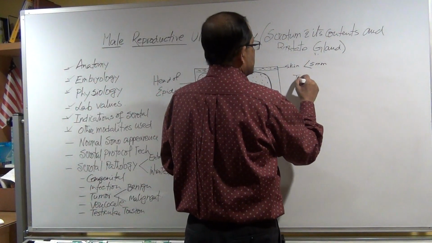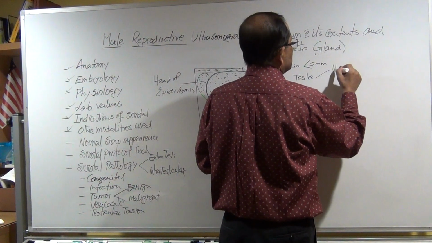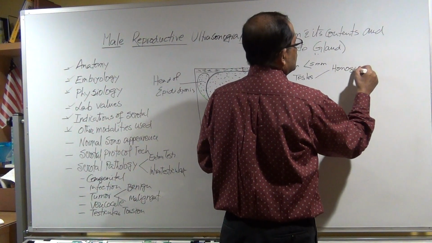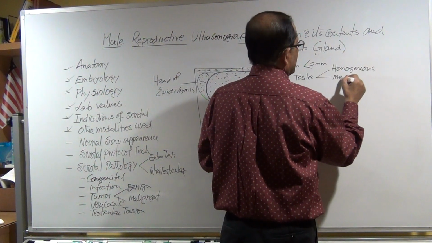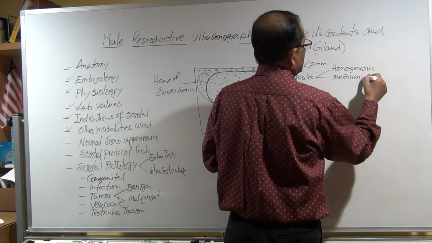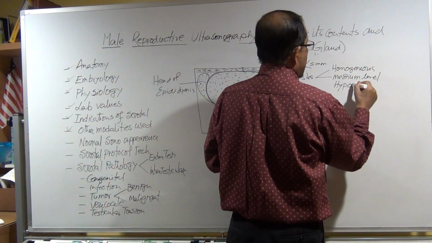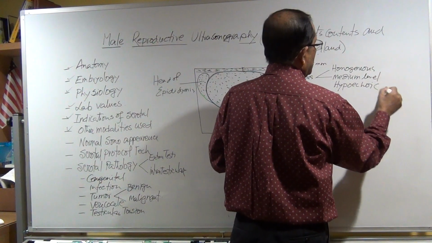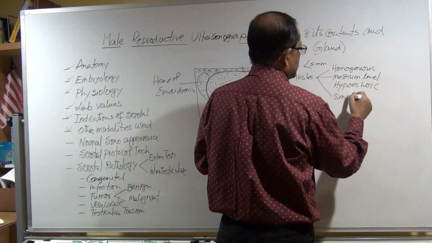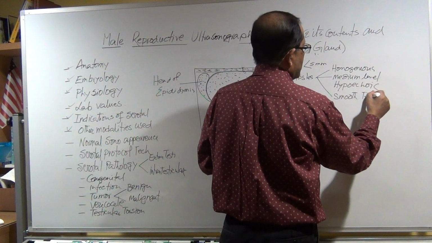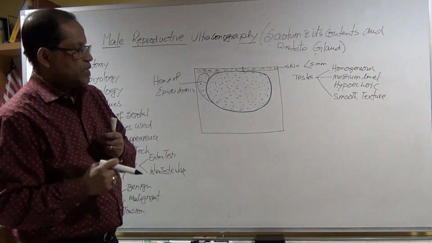So testis: homogeneous, medium level, hypoechoic, smooth texture. Texture is smooth.